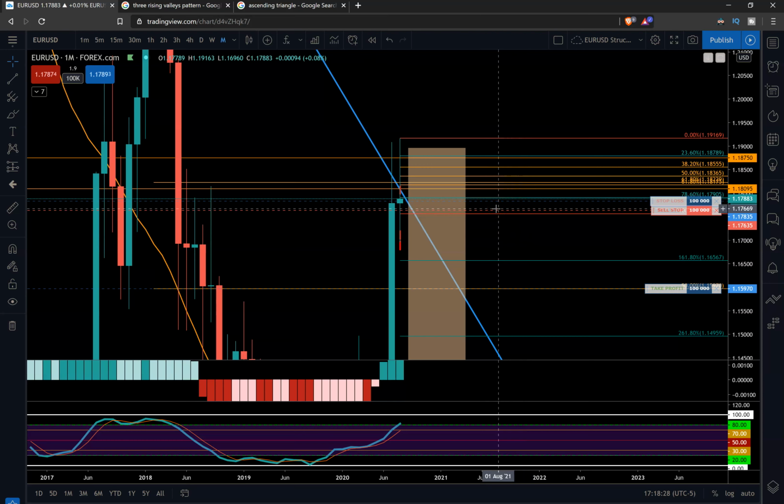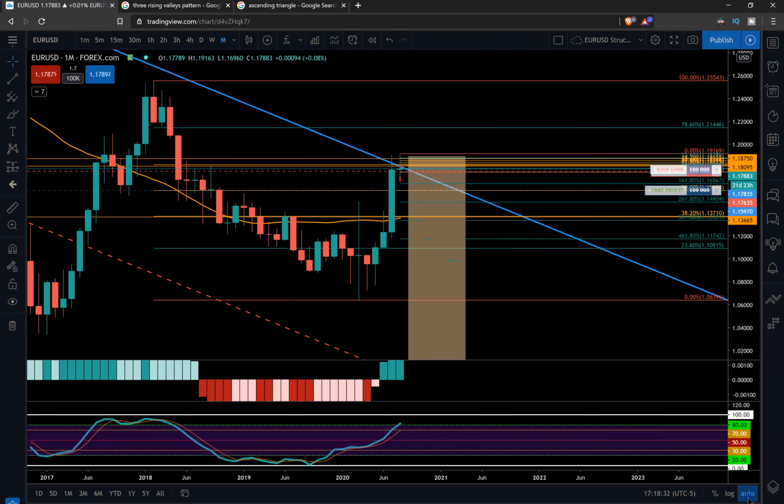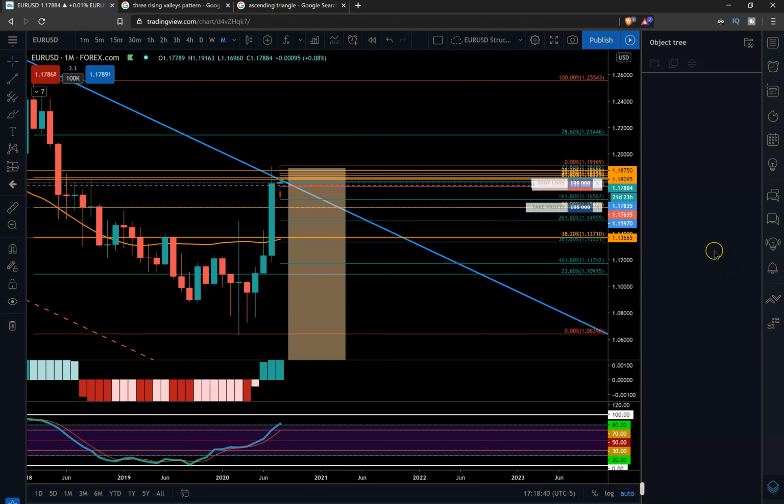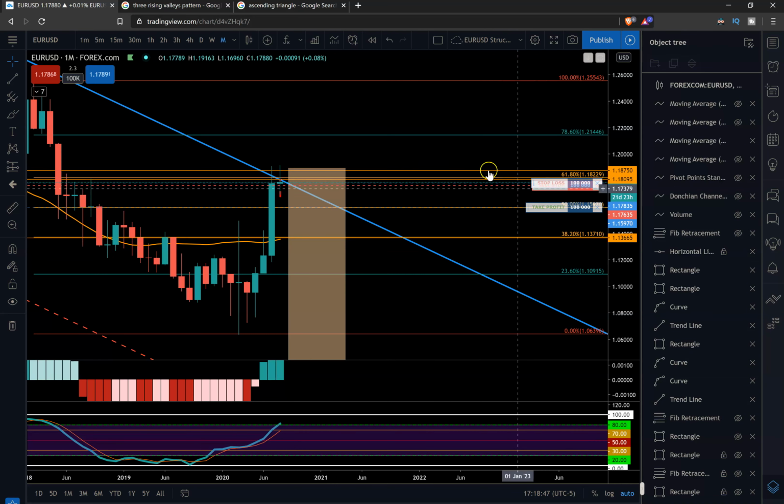Wow, I can't even see it. That's what happens when you have too many tools on your charts. Now I think this is a 50% retrace. Nope, that's about a 60% retrace. Yeah, about a 60% retrace.